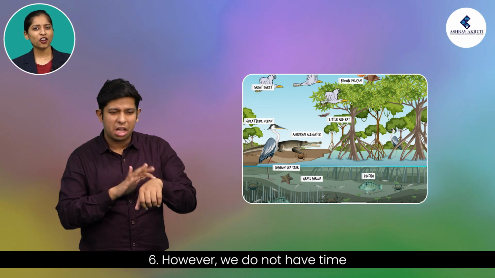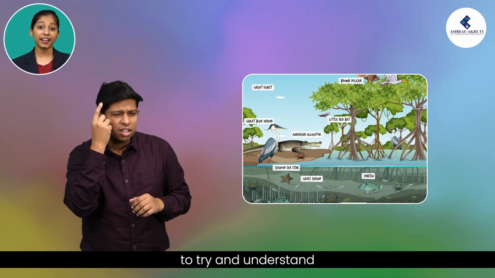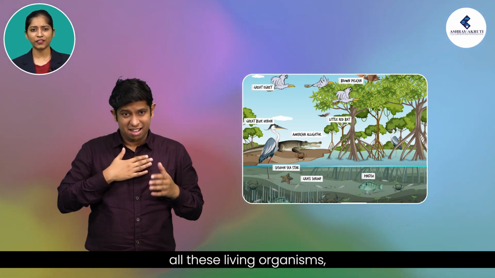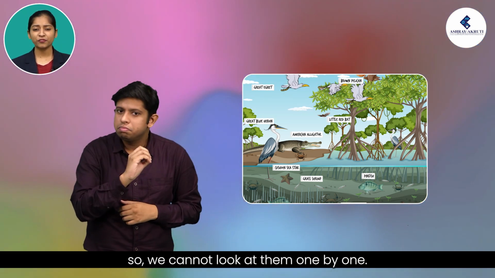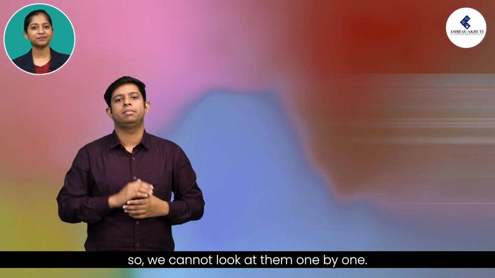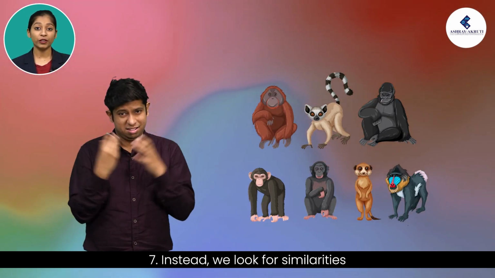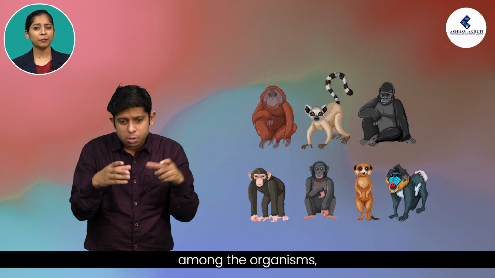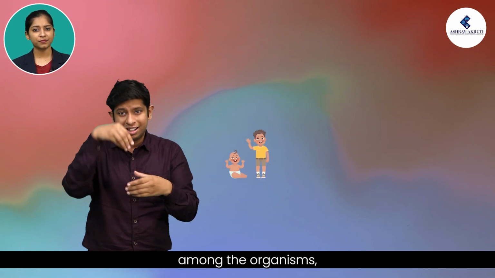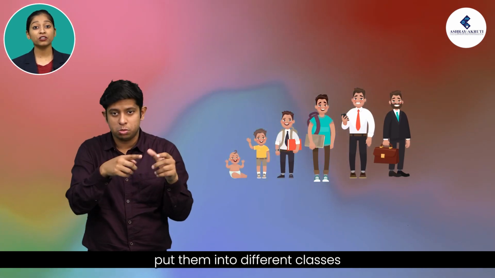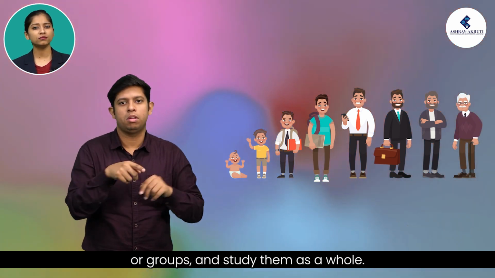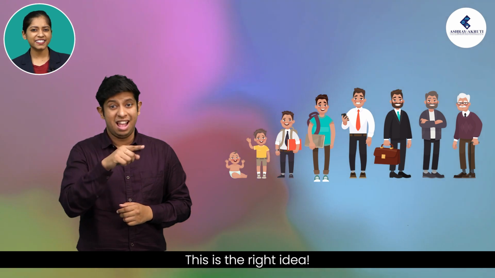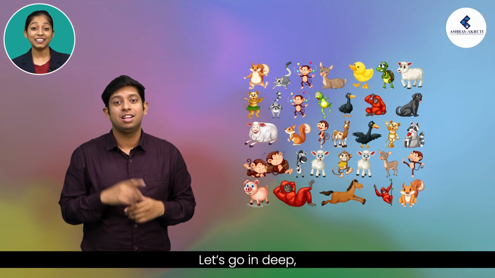However, we do not have time to try and understand all these living organisms. So, we cannot look at them one by one. Instead, we look for similarities among the organisms, put them into different classes or groups and study them as a whole. This is the right idea. Let's go in deep.